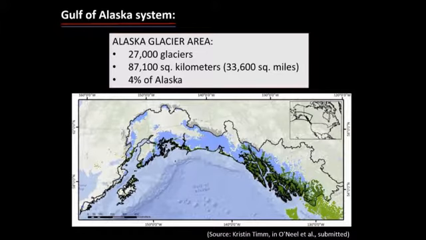This is, in black, the Gulf of Alaska watershed. It has about 27,000 glaciers, somewhere around 87,000 square kilometers. That's about 4% of the area of the state of Alaska. The annual discharge from this area is somewhere in the order of the discharge of the Mississippi River. So very high fluxes of water passing through this area every year. And we want to determine how this is changing over time.